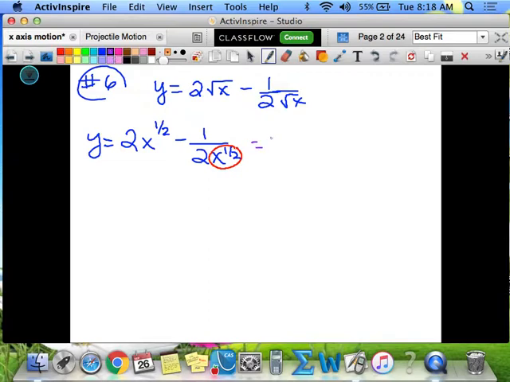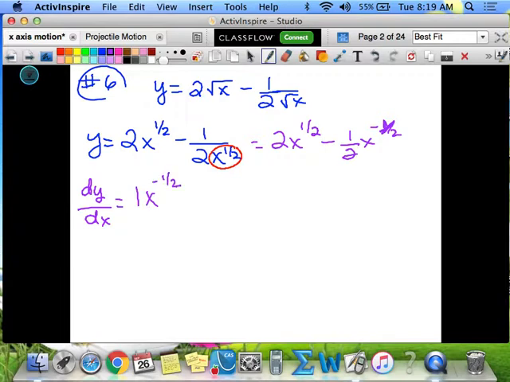So I'll rewrite that as 2x to the 1/2 minus 1/2 x to the negative 1/2. I'll have an extra fraction bar in there, but that's okay. I know what I'm trying to do. Okay. So our derivative: 1/2 comes down, multiplies the 2 to give you 1. X to the 1/2 minus 2/2 is negative 1/2. Negative 1/2 comes down to multiply, negative 1/2 is going to give us a positive 1/4. X to the negative 1/2 minus 2/2 is negative 3/2.